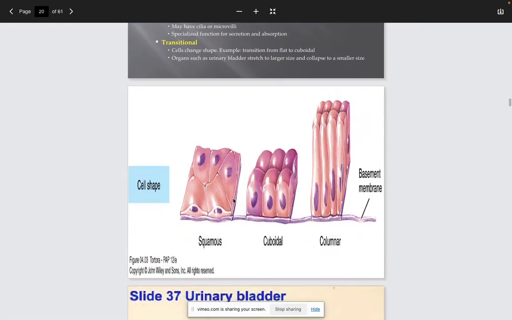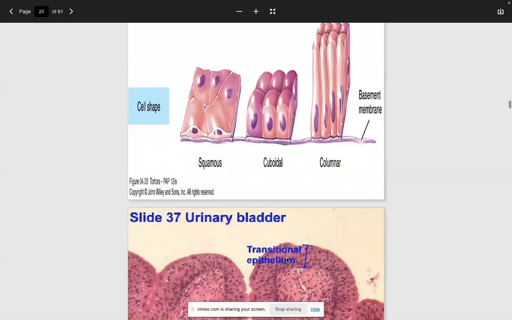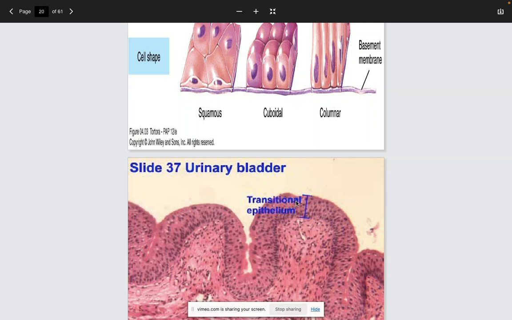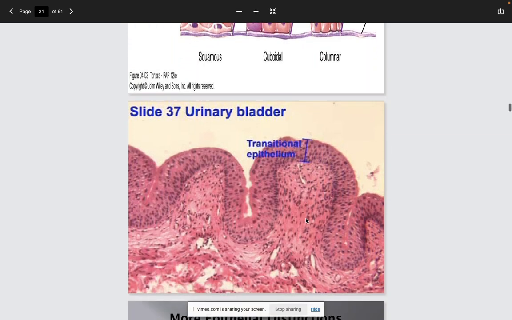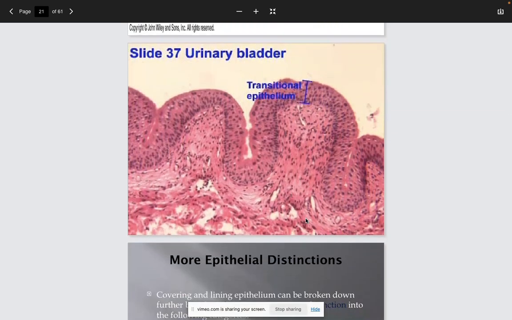Here's a picture of the cell shapes. This is squamous, kind of arranged like floor tiles. You can see here this is cuboidal, shaped in this hexagonal shape, and columnar are going to be much taller than they are wide. This is a picture of the transitional epithelium, cells in all different shapes and sizes, present within the bladder.